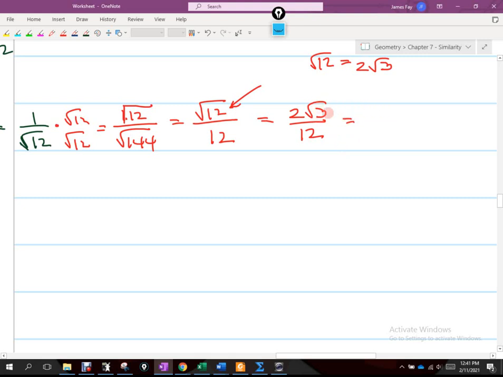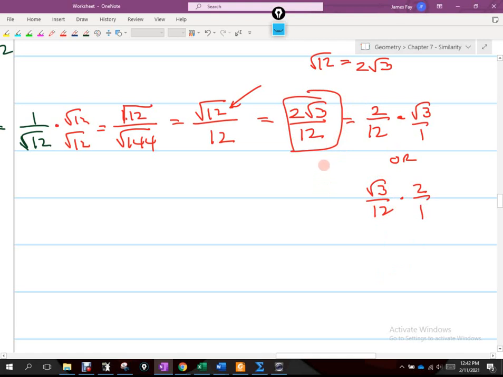Okay, because there's a product here in the numerator, we can do a couple things. We can rewrite this as 2 over 12 times radical 3 over 1, or radical 3 over 12 times 2 over 1. Those are the options for what this is really saying. Does that make sense? Which one of those allows me to cancel? Well, if I look at just one fraction, can I cancel 2 and 12 with one another? They have a common factor, right? Radical 3 and 12 don't have a common factor.